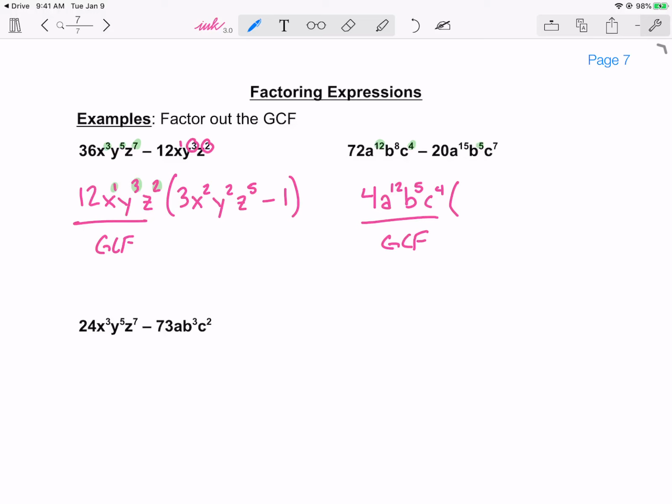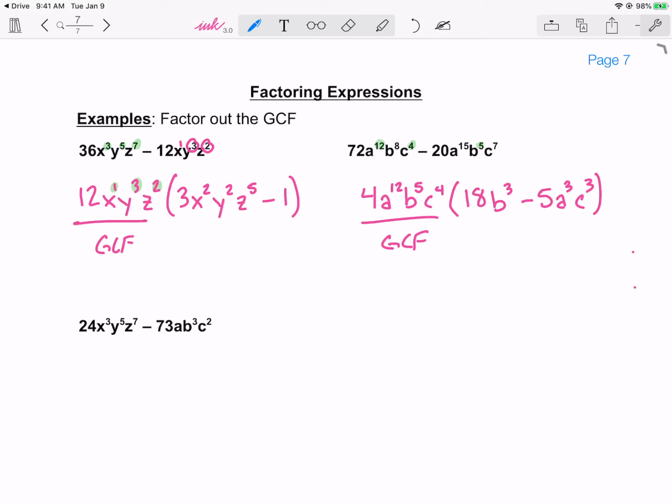So then 72 divided by 4 is 18. I already pulled out all of the a's and all of the c's, so I'm just left with b cubed because 8 minus 5 is 3. 20 divided by 4 is 5, but I've still got to bring the negative with. 15 minus 12 leaves me with a cubed, and then 7 minus 4 leaves me with c to the 3rd.